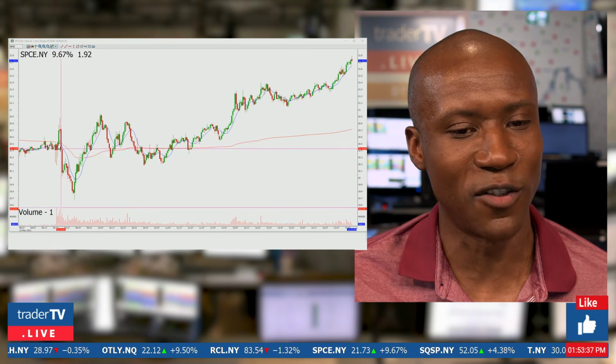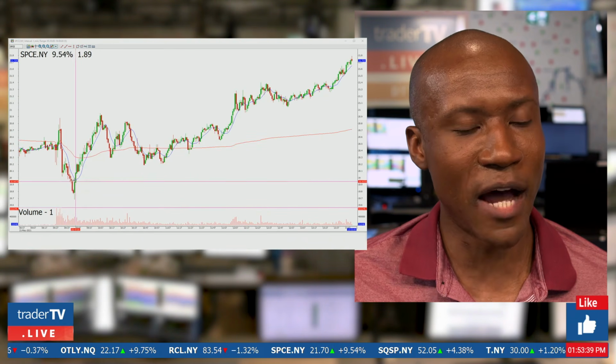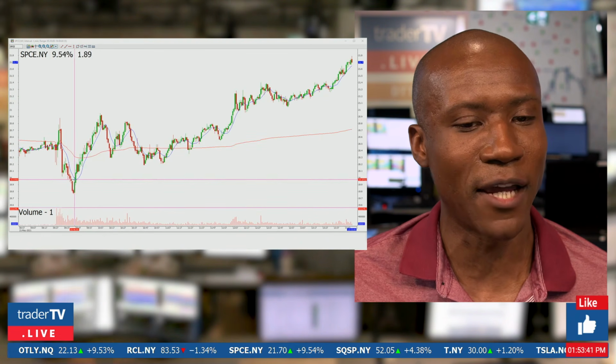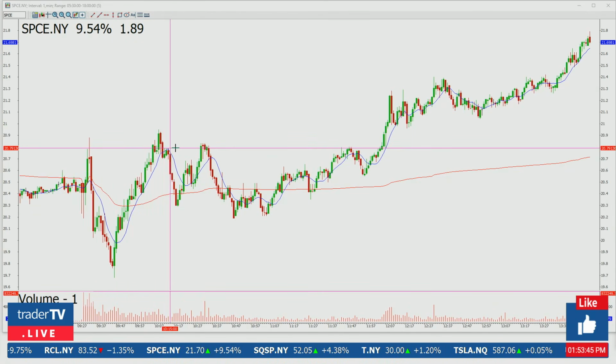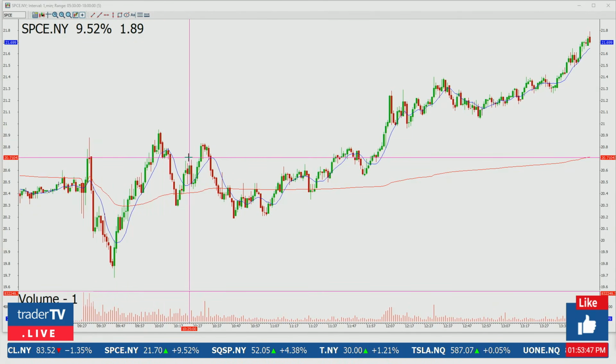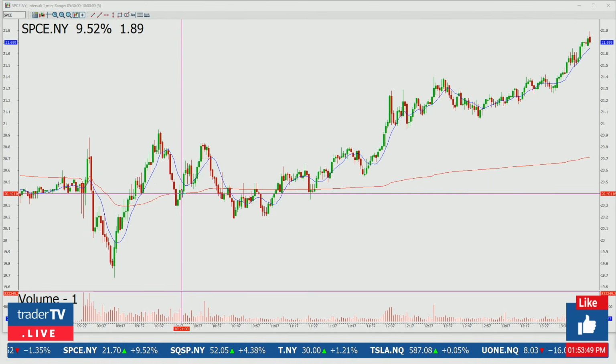Every time it travels below, you'd look to be a buyer. These institutions would look to be buyers. And then when it goes above, well, they don't want to buy as much above that, because their average price then gets worse and worse with reference to the volume weighted average price.